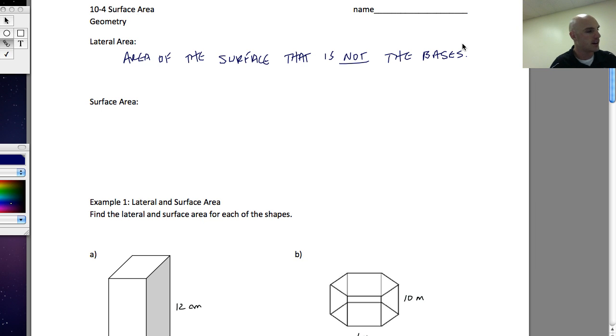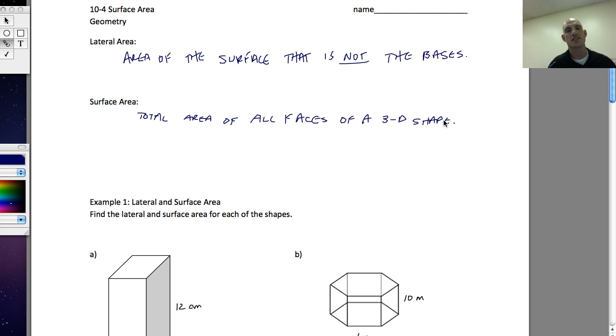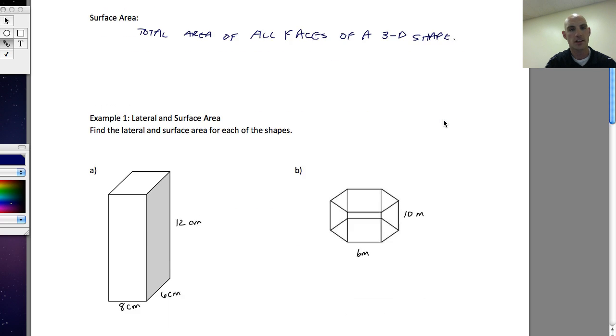And the surface area is the total area of all the faces of a 3D shape. The formulas that I'm going to show you are basically what we've been doing already and just adding them all up. Okay, so let's look at example 1.